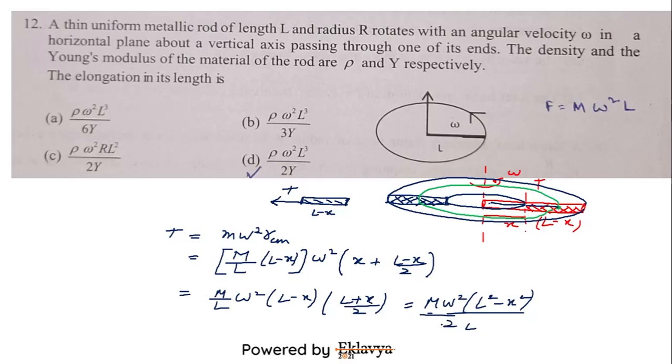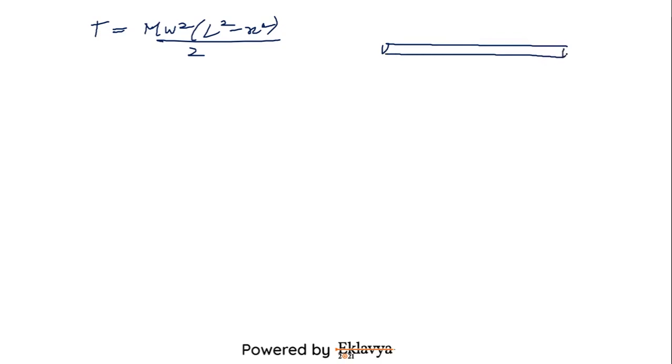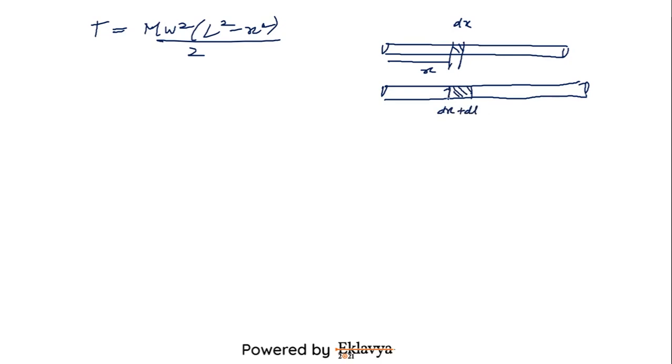So we have got tension as a function of x, and the expression I'm writing here again: m omega square (L square minus x square) by 2L. Now let's say this was the rod of length L. Consider a small segment of length dx. Due to rotation of the rod, this segment has expanded by some amount. It is no longer of length dx, it has become dx plus dl. So dl will indicate the elongation in length dx of the rod.